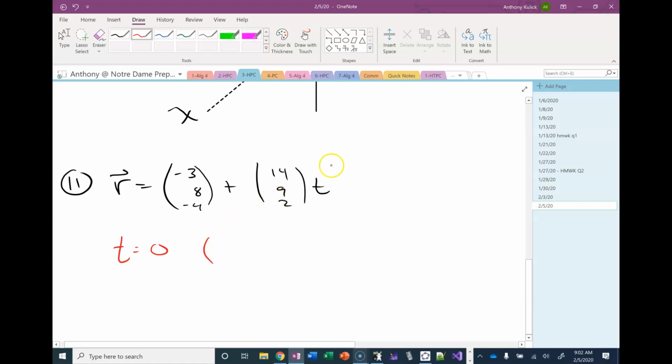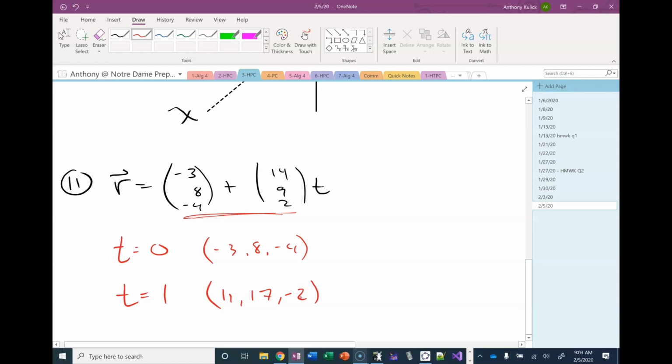When I do that, this whole last piece just zeroes out. I really am just left with -3, 8, -4. There's 1 point. Now let's say I pick t equals 1. Basically all I'm doing is just adding those 2 vectors there. When I do that, I get 11, 17, -2.